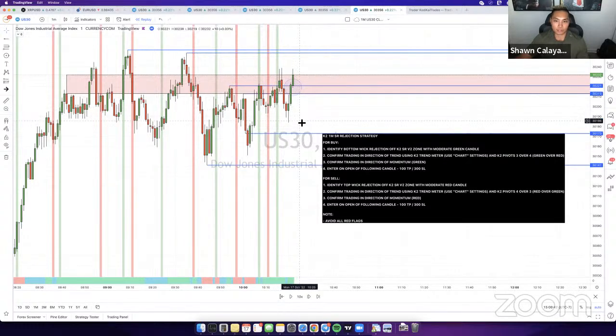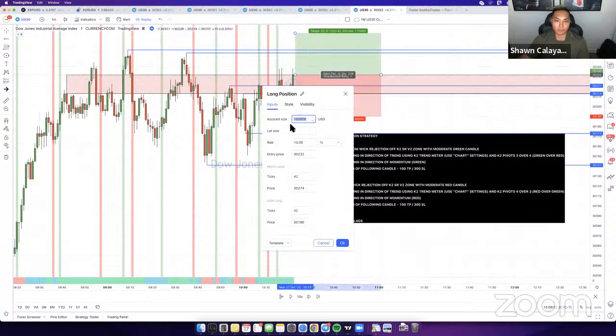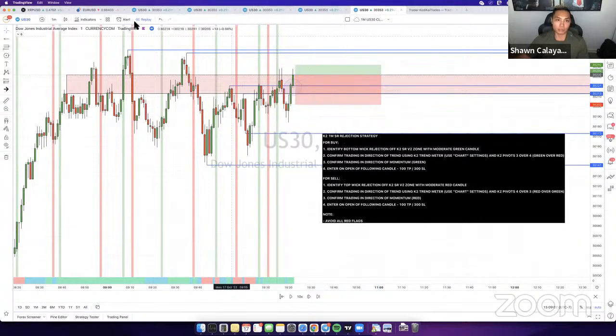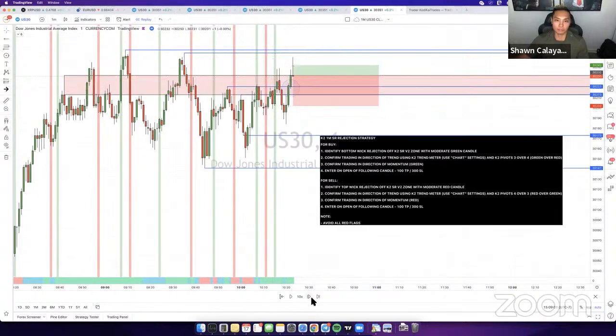Third, you want to confirm that you're trading in the direction of momentum. You can see, look back to the most recent momentum signal. It's a green buy signal. So this is going to confirm that you're looking for a buy. And then lastly, you can enter on the open of the following candle. So for example, right here, you enter a long position. TP stop loss is 1030. Let the trade run. Full TP on the next candle, no drawdown.